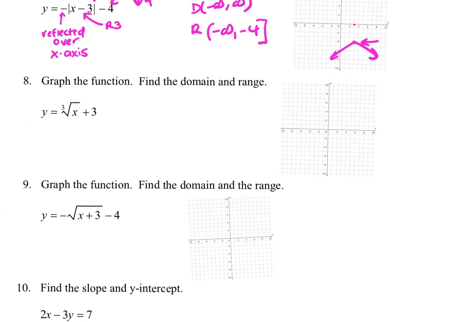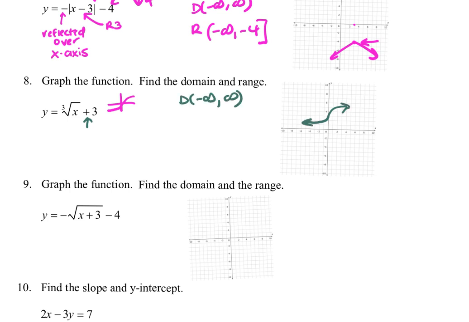Okay, 8 is a cube root function, and the cube root function, that parent function looks like this. So the plus 3 means it's going to shift up 3. So where it normally crosses through 0, 0, it's going to cross through 0, 3. My domain is negative infinity to positive infinity because of the arrows. And the range is also negative infinity to positive infinity because it's going to keep going down and it's going to keep going up.